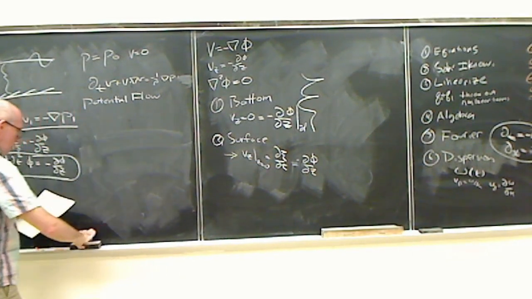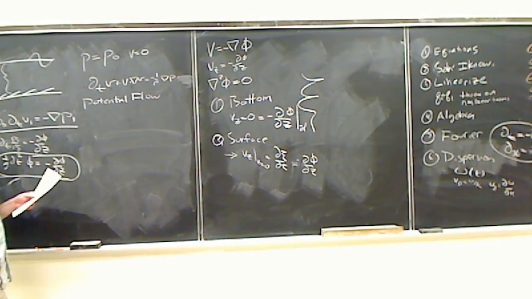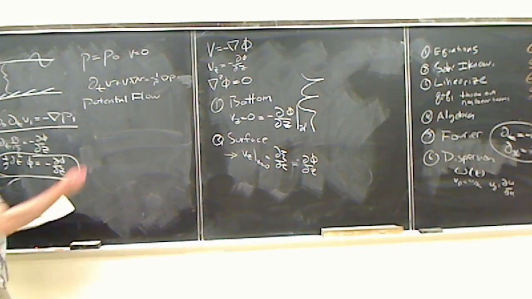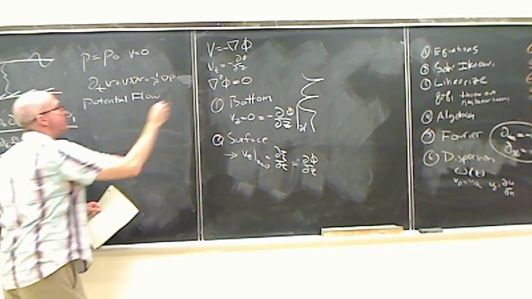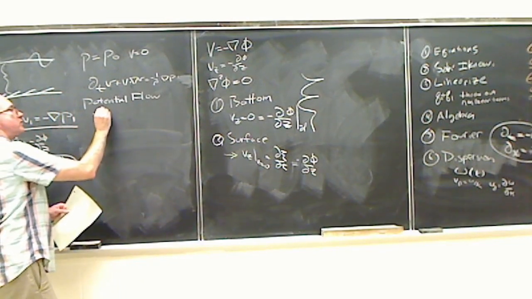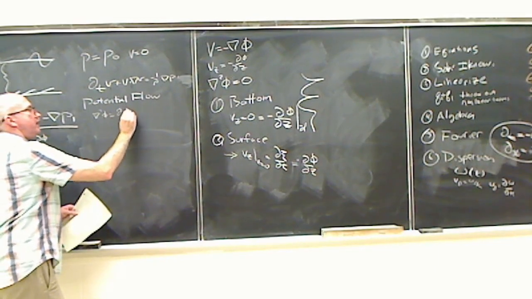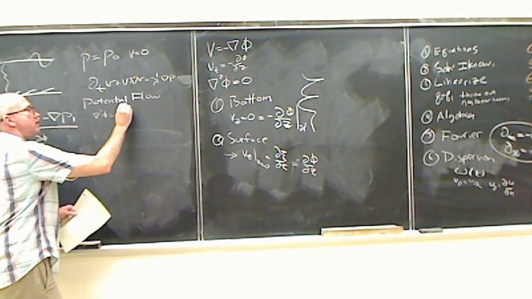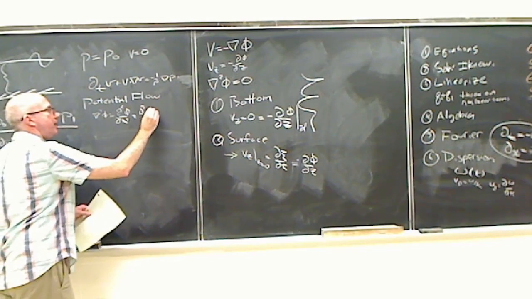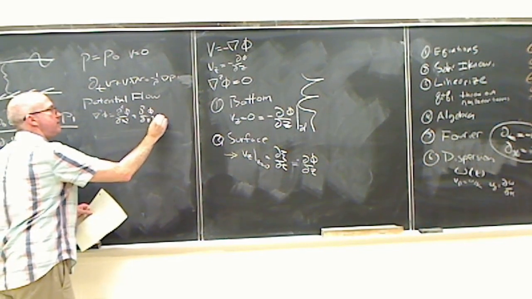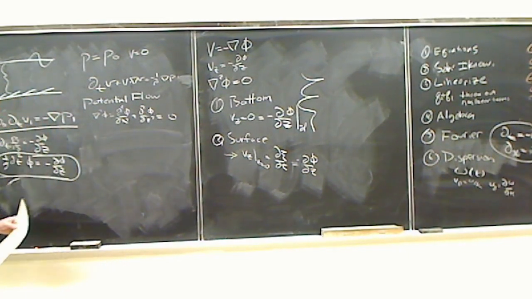So I'm going to assume, let's see, what else do I need? Oh, I also know that because of this, del squared phi equals d squared phi dx squared plus d squared phi dz squared. This equals 0. I'm going to need this in a second.